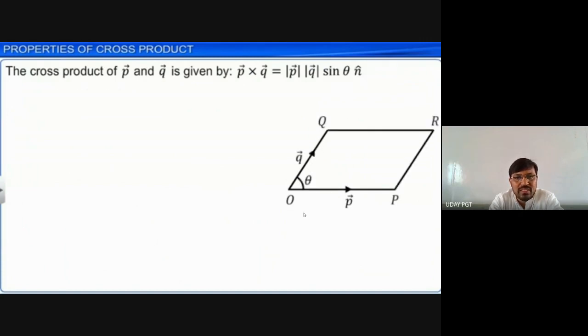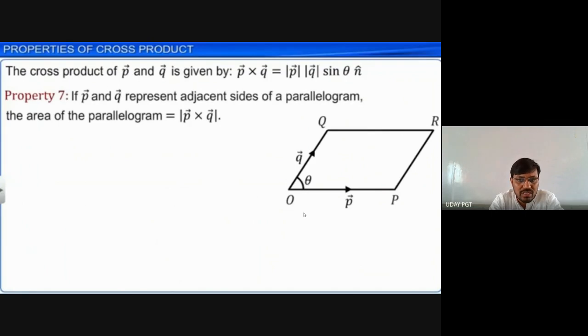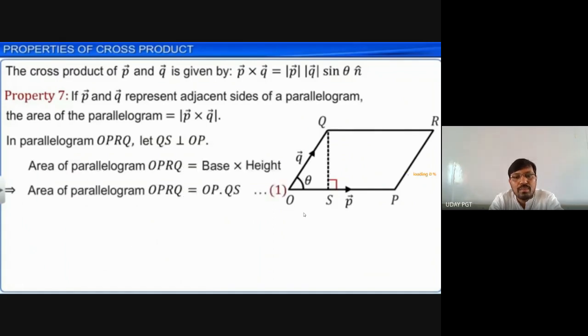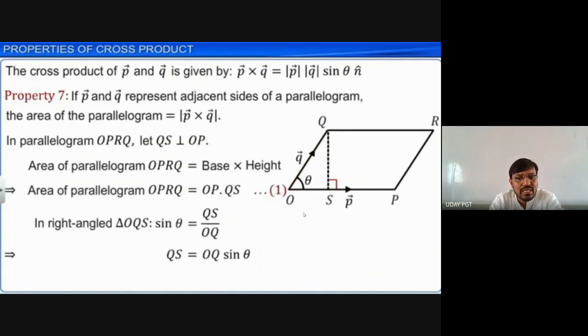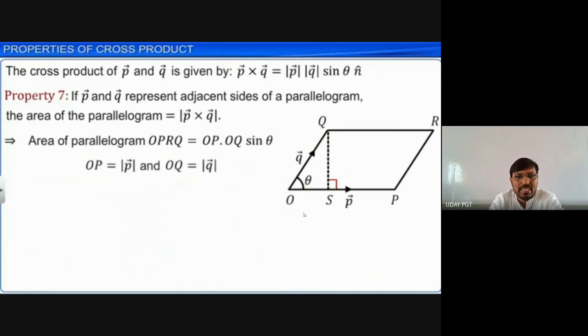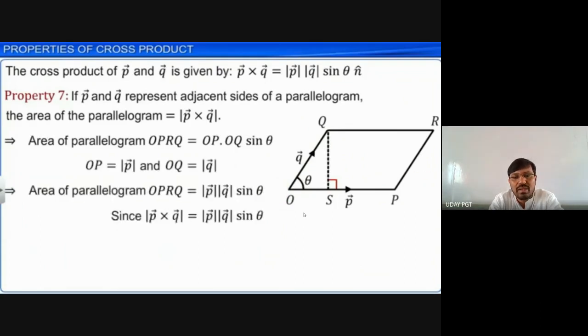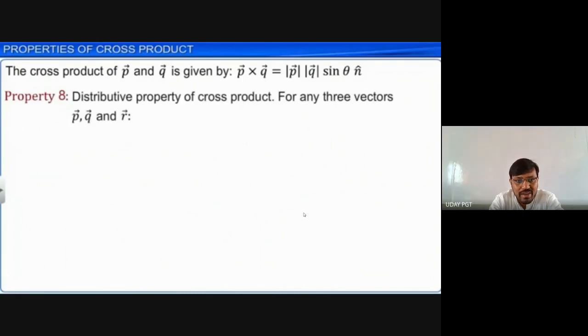Two vectors are given, and this product means the parallelogram. If P and Q are the adjacent sides of the parallelogram, then the area of the parallelogram is the magnitude of P cross Q. Just as we did in the case of the triangle, in the same way this can also be evaluated. So do remember that if the adjacent sides are given to you for the triangle, you find their cross product and divide by 2, and we are going to get the area.